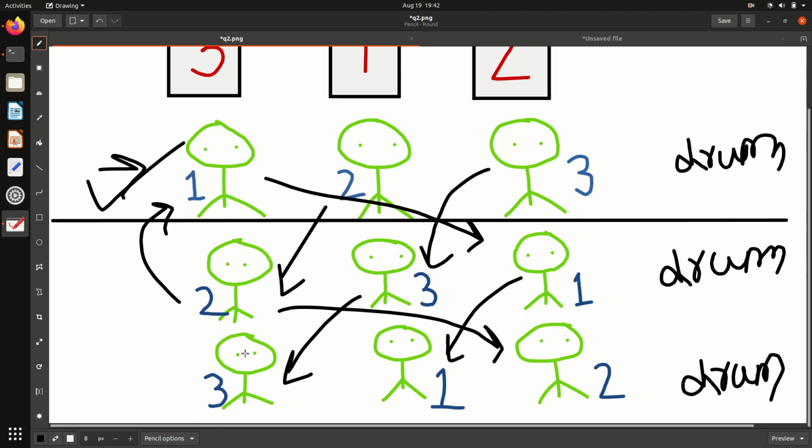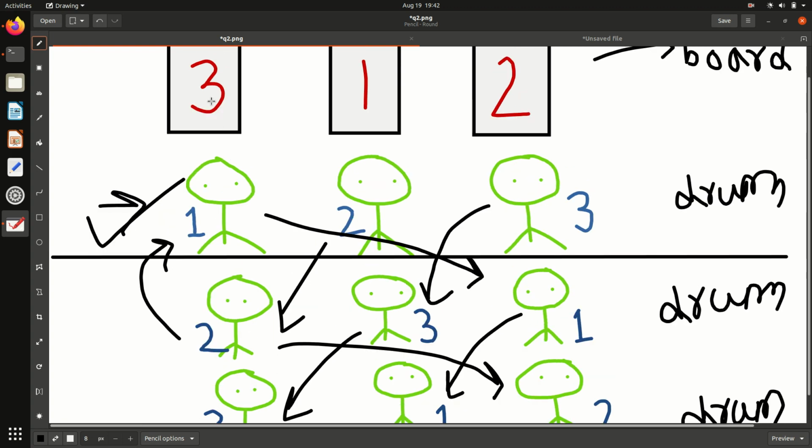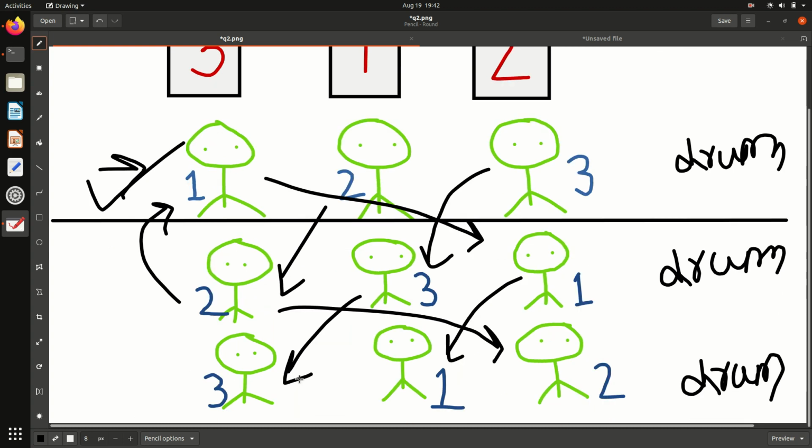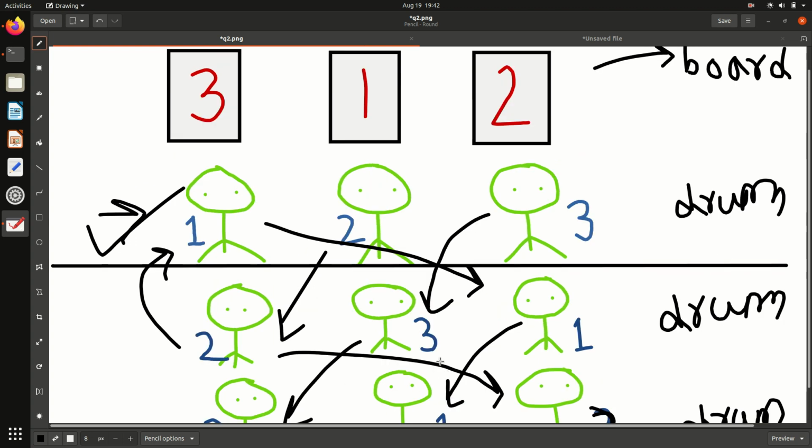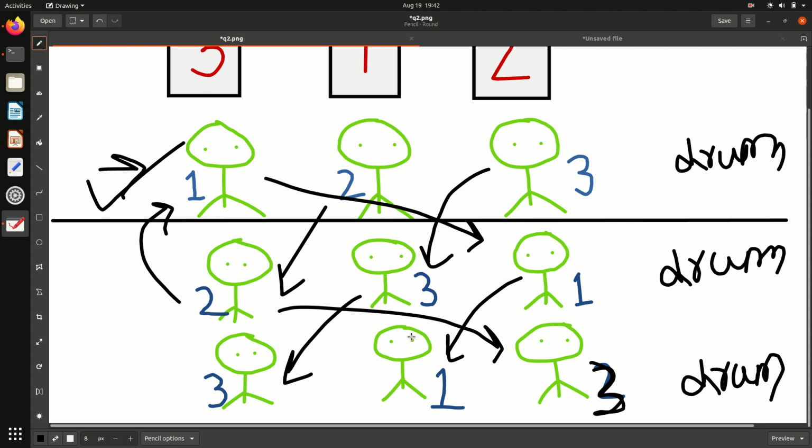Now where will 3 go? Again 3 will look at the board. It is saying 3. So 3 will go to the third position. Let me make the change. Now 3 will come here. Now where will 1 go? So 1 will go to the first position. So 1 will come here.